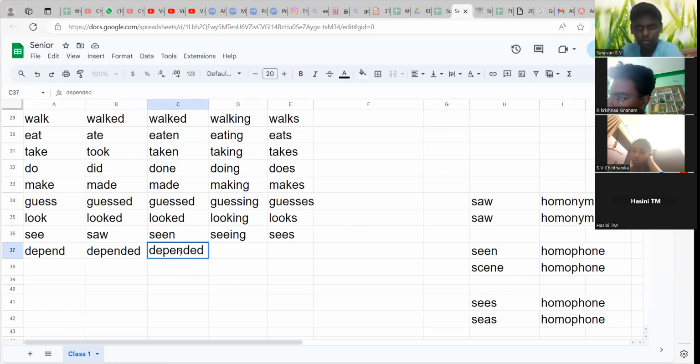Brother of Hasini, I think. Brother of Hasini, what is your name? You have to change your name.